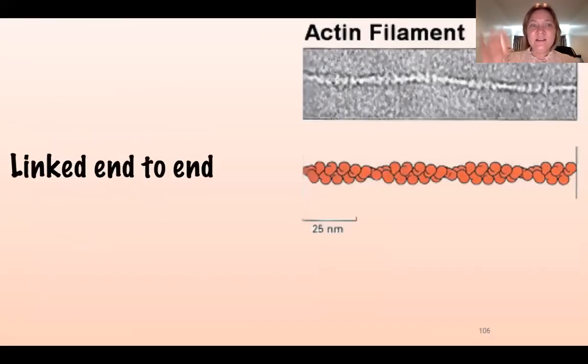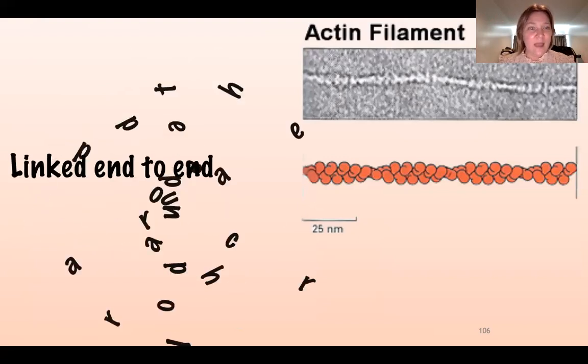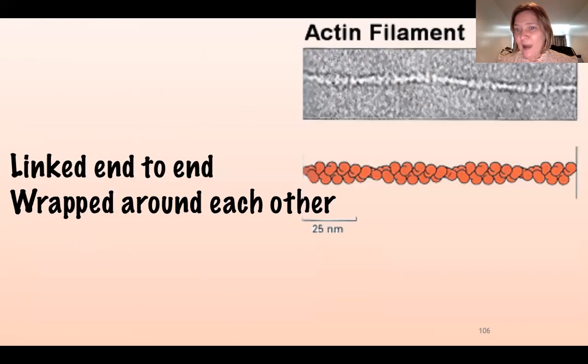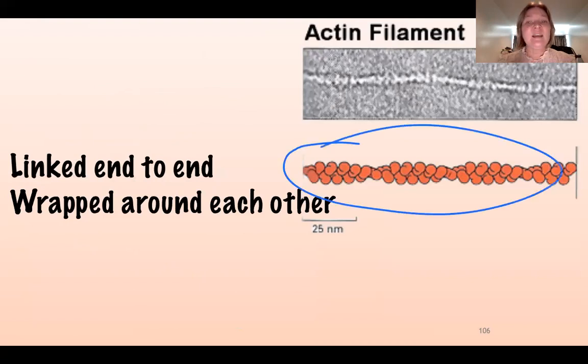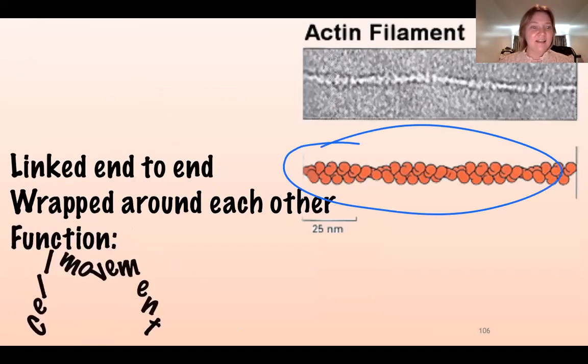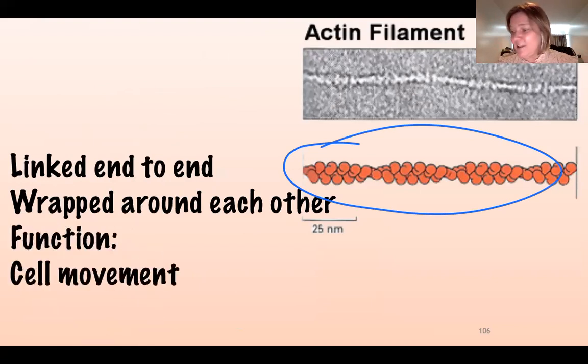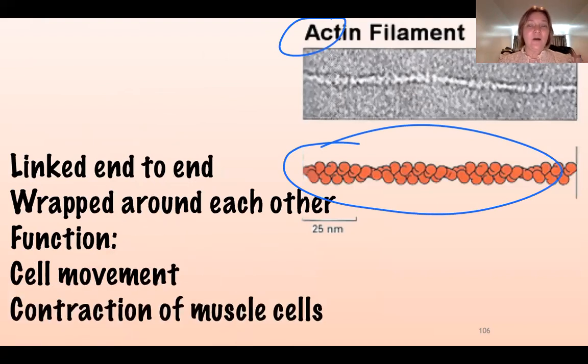Anyway, there is the actin filament. The actin filaments are all linked end to end, and they are also wrapped around each other, which you can see here. It just looks like kind of a string of beads that's twisted. And the function of actin is in cell movement. Again, I just remember the word act. When you act, you're moving, you're doing something. So again, in the contraction of muscle cells and in cell movement.